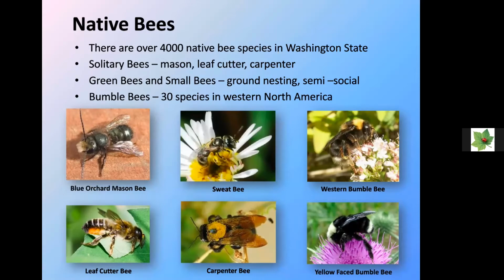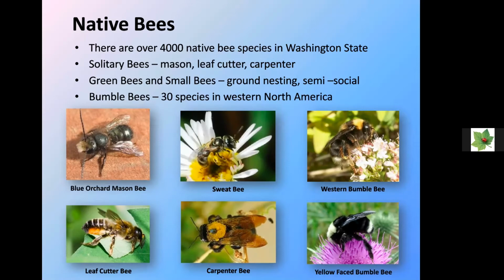We break them up into three main categories: the solitary bee, such as the mason bee, the leafcutter, and the carpenter. What's interesting with these is they are all named after the way that they pack their nests. The mason bee has mud or mason, the leafcutter uses a leaf, and the carpenter generally is in more wood and has more wood worked into their nesting areas. We have our green bees and our small bees. So these are different ground nesting and semi-social bees.